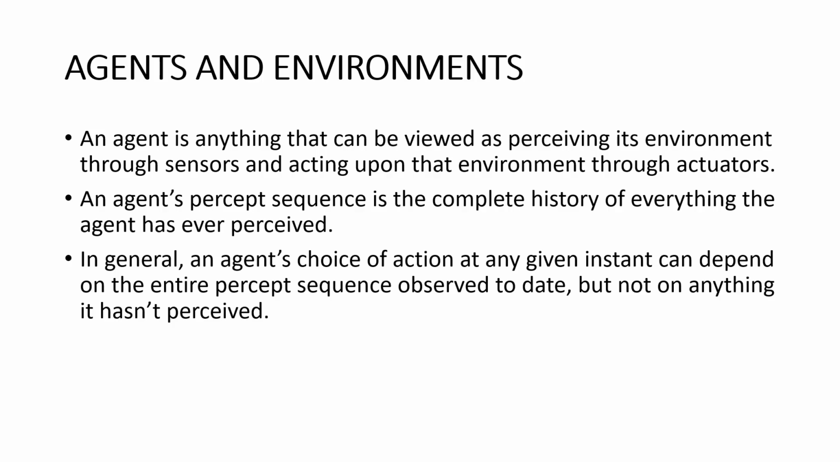And one more thing, what is an environment? An environment is anything outside the agent that it interacts with. For example, for a chess program, the chessboard is the environment. For a vacuum cleaner, the room will be the environment. For a student, the classroom. So we can say that agent and environment are always considered together.